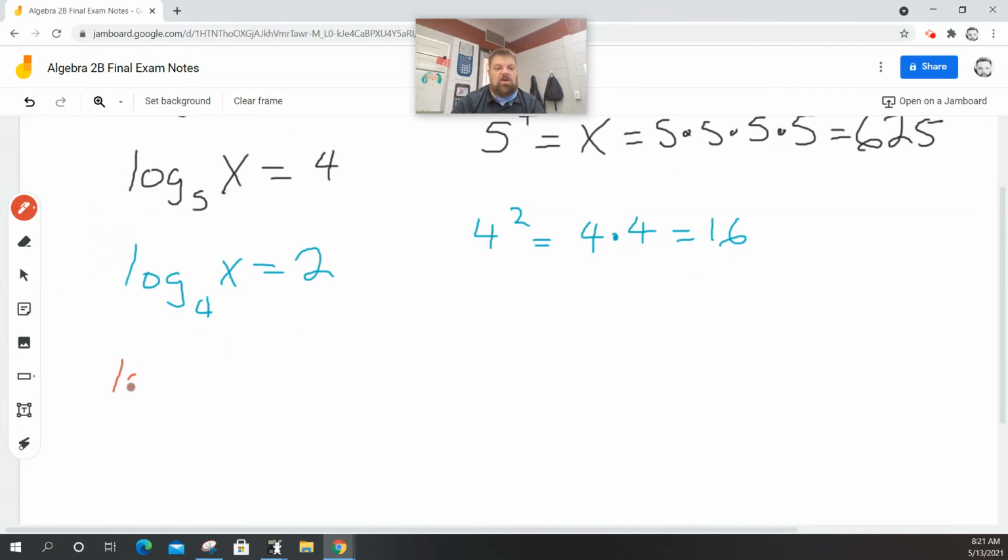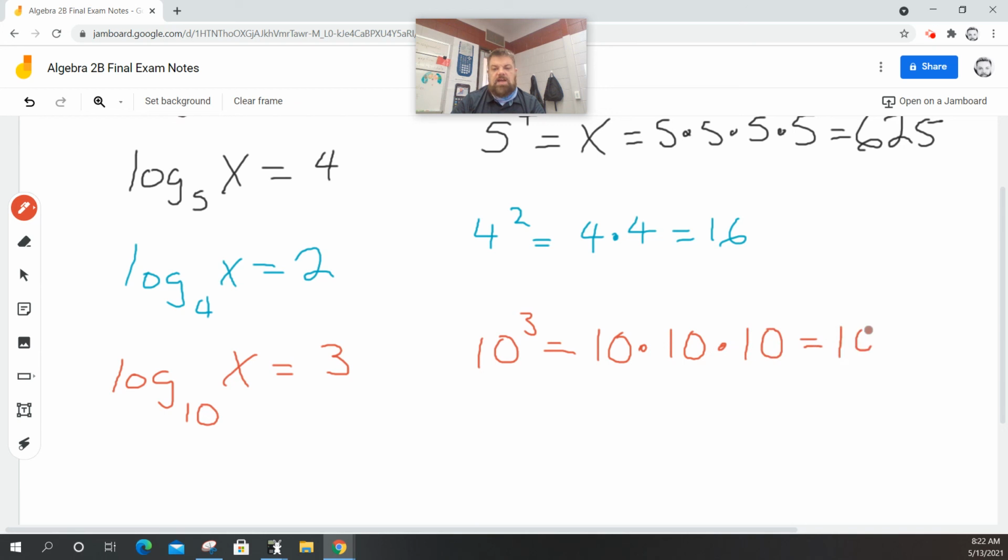If I say log base 10 of x equals 3, then I'm really saying 10 to the third power, which is 10 times 10 times 10, and that's equal to 1,000.